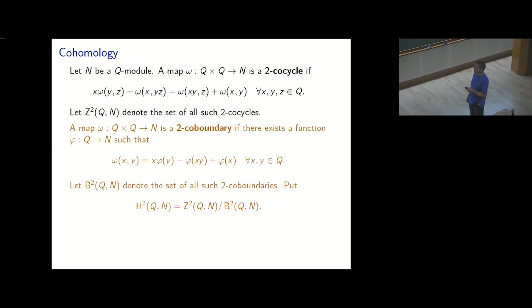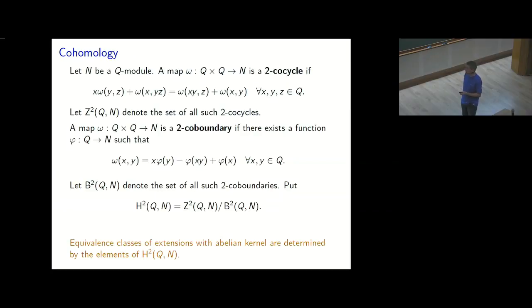And then you can also define a special kind of 2-cocycles, which are called 2-coboundaries. They have to be built from a certain function which goes from Q to N, so that your cocycle looks like this, right? And then you have this quotient, which is called the second cohomology group, and this is the result everybody knows, that the equivalence classes of extensions with abelian kernel are determined by the elements of the second cohomology. Okay, so the natural question is, what determines CP extensions, right?